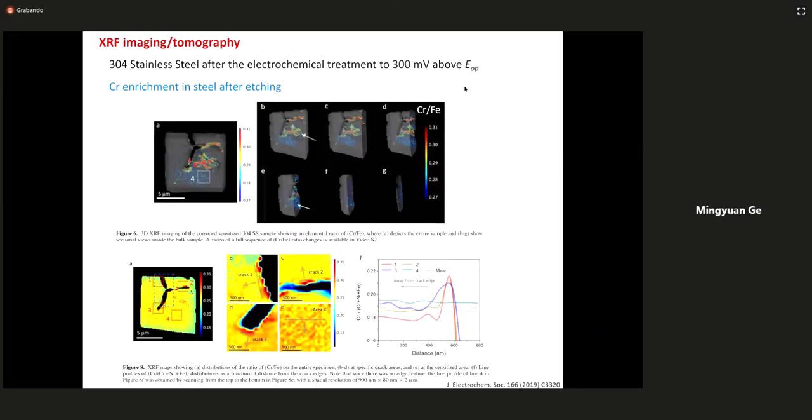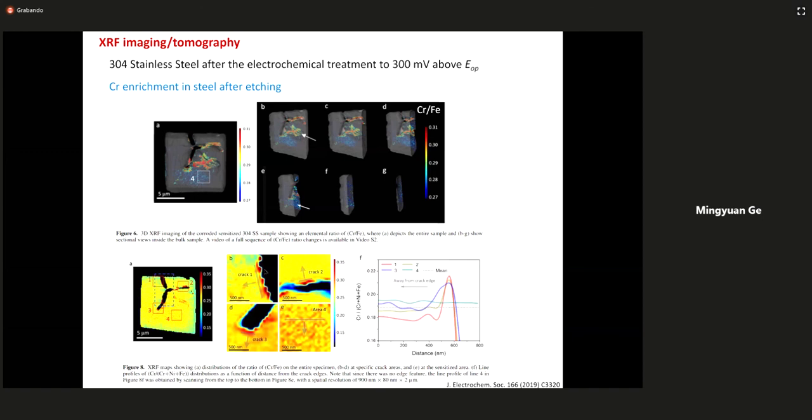And this is another example showing the in situ corrosion of stainless steel in acidic solutions. This stainless steel is composed of chrome, nickel, and iron, and similar to the previous molten salt part, we can see a fast mobility of chromium to the corrosion site. We can see the enrichment of the chromium, which is encoded by the red color, in this one.